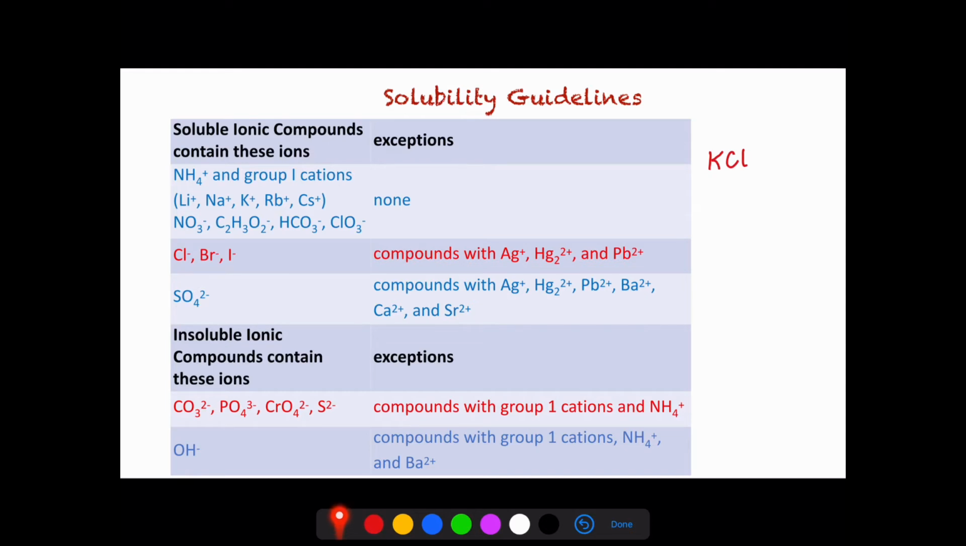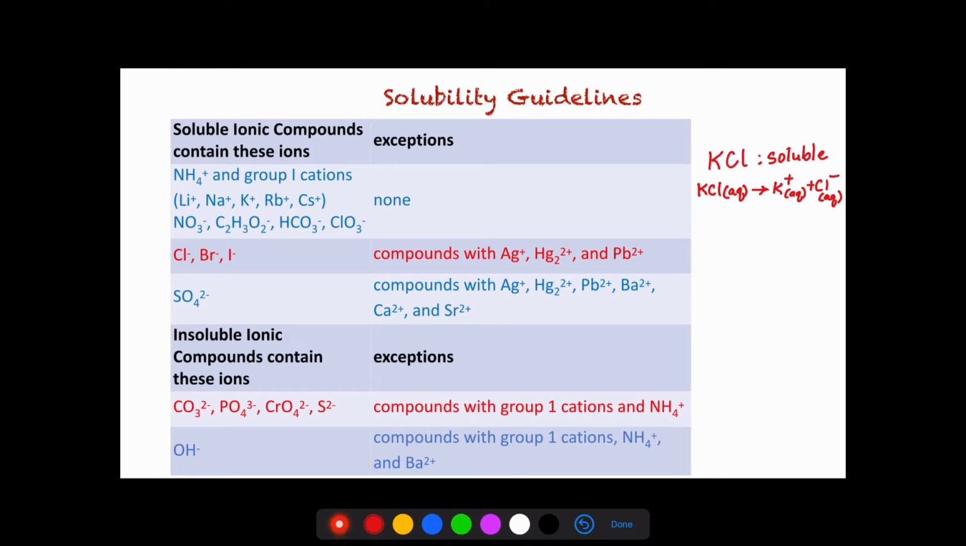As you can see here, any group 1 cation containing compound is soluble in water, and potassium is in group 1. Since this compound contains potassium, we can say this is soluble. It means potassium chloride is going to dissolve in water and make a potassium chloride aqueous solution. What does this aqueous solution contain? It contains potassium ions and chloride ions, because, as we said, ionic compounds dissolve by splitting into their respective cations and anions.